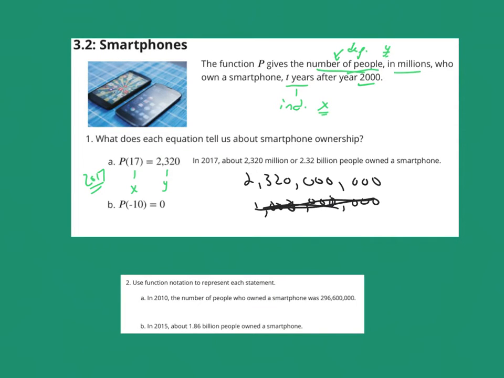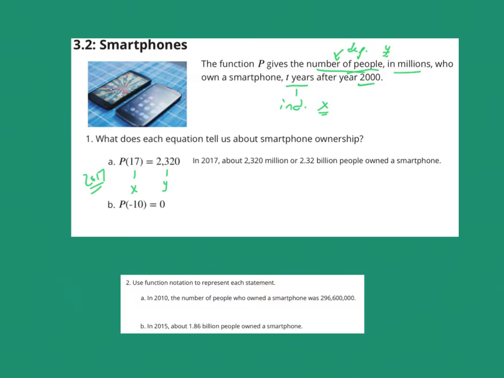So if you look at this, this is 2.3 billion, or 2,320,000,000. Wow, that's a lot of smartphones. But back to the interpretation. In 2017, right? In 2017, where did I get that from? 17 years after 2000. So in 2017, about 2,320 million or 2.32 billion people owned a smartphone. That's the output. How about P of negative 10?